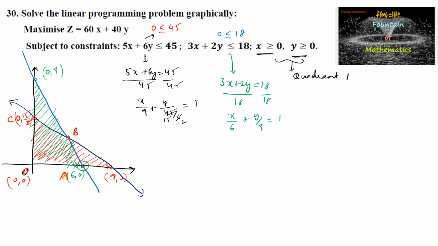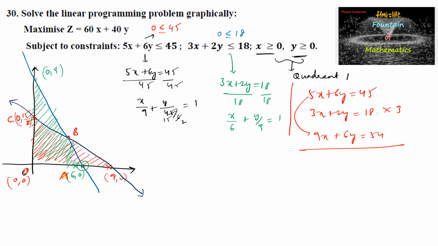So let us find the point B by solving the two equations: 5x plus 6y is equal to 45 and 3x plus 2y is equal to 18. So let's multiply the second equation with 3. So we'll get 9x plus 6y is equal to 54. Subtracting the first from these two equations, 9x minus 5x is 4x, and 6y minus 6y is 0, and 54 minus 45 is 9. So x is equal to 9 upon 4. So the x coordinate is 9 upon 4, and substituting x is equal to 9 upon 4 in any one of the equations.